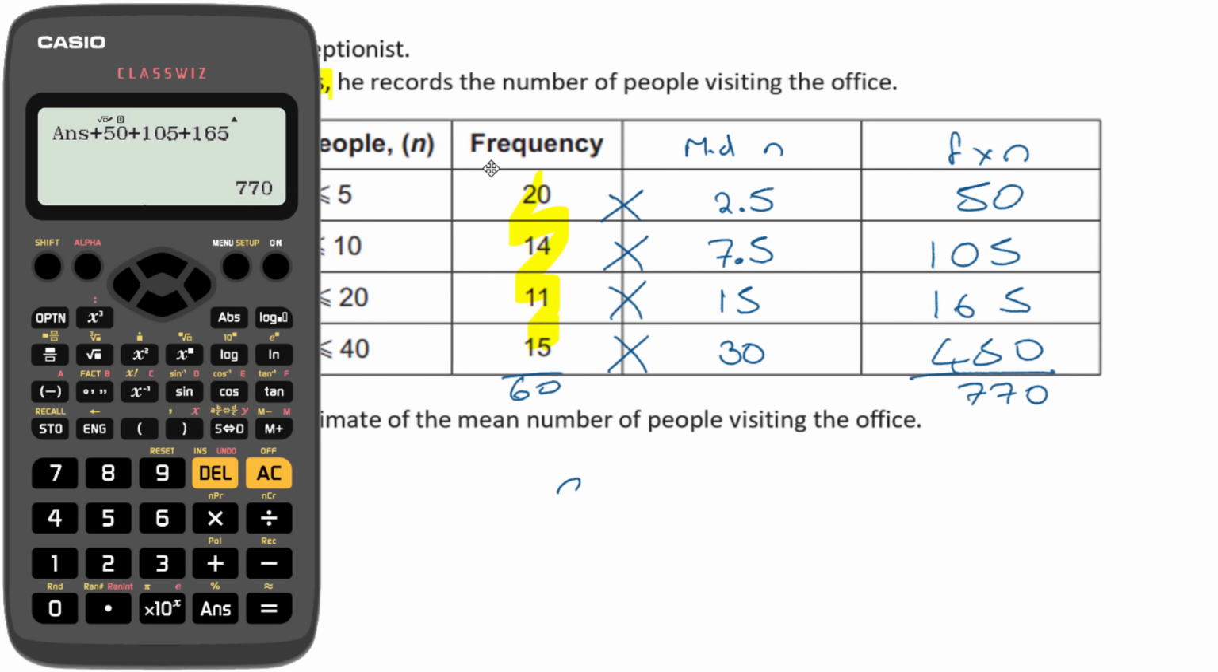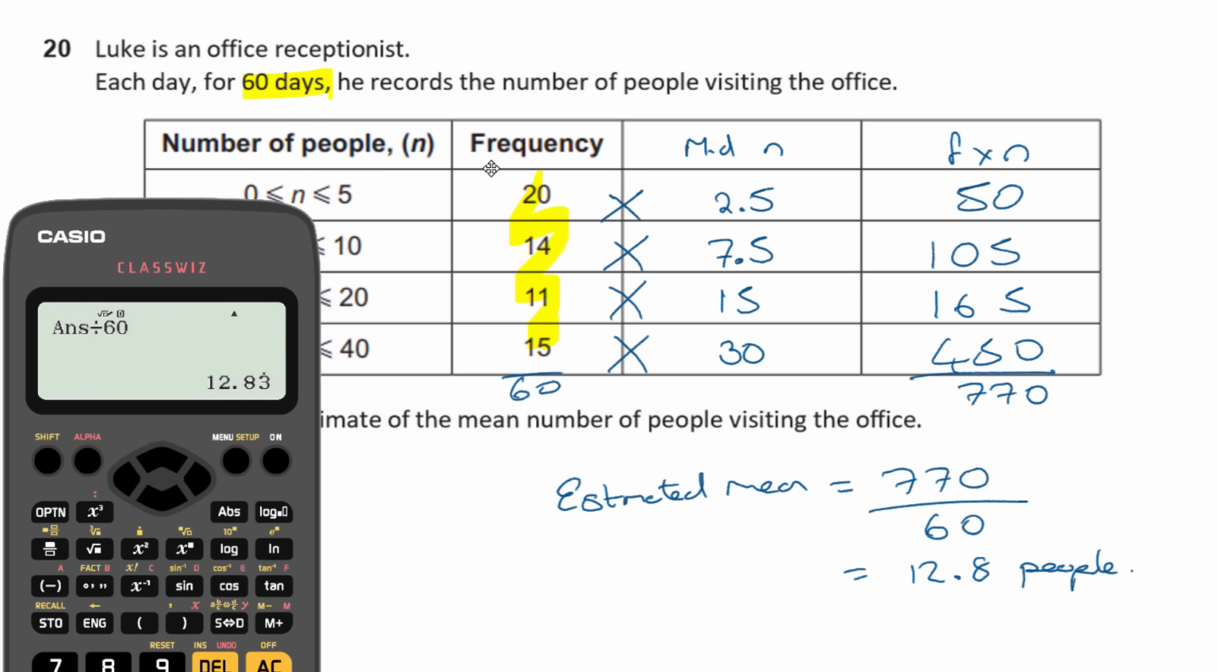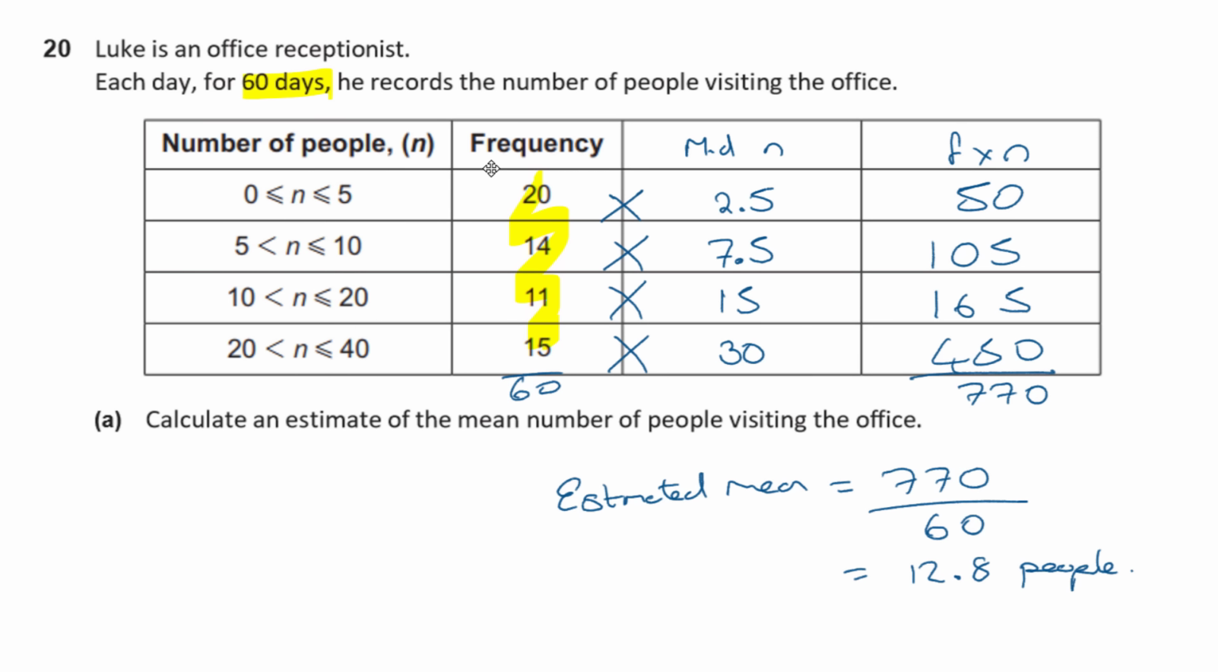Okay, and then our estimated mean. It is estimated because we rounded off; we estimated the mid value for each of the people in the range, didn't we? So the estimated mean is going to be our total 770 divided by our number of days, which is 60. So 770 divided by 60 comes out to be 12.83, which I'm going to round off to 12.8 people. So a little bit over 12 people per day came to visit.